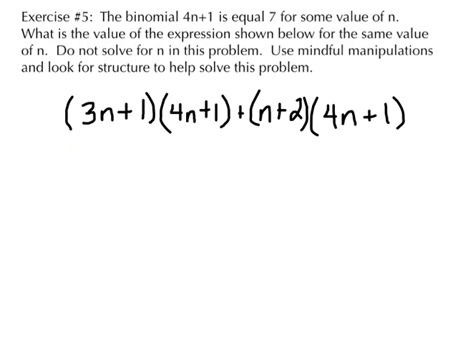Exercise number 5. The binomial 4n plus 1 is equal to 7. And what I try to do is I always circle these or underline the key information. For some value of n. What is the value of the expression shown below for the same value of n? Do not solve for n in this problem. Use mindful manipulations and look for structure to help solve this problem. So we're going to tie in lesson 8 and lesson 9 together.